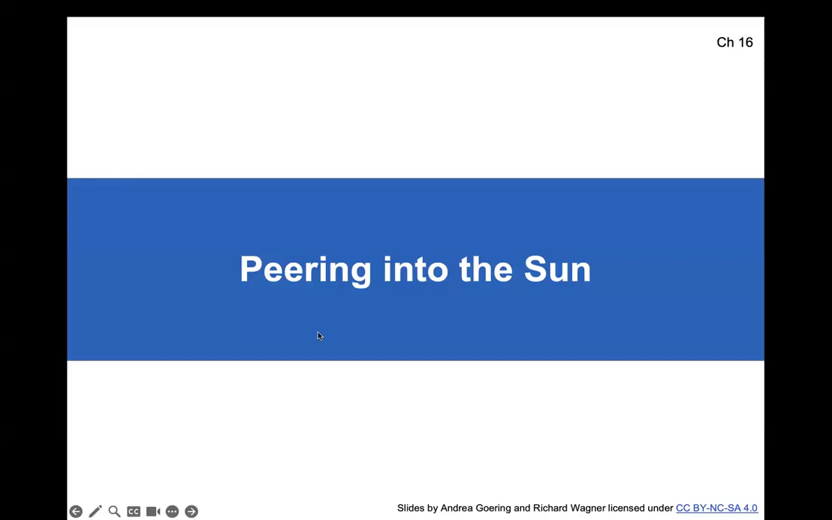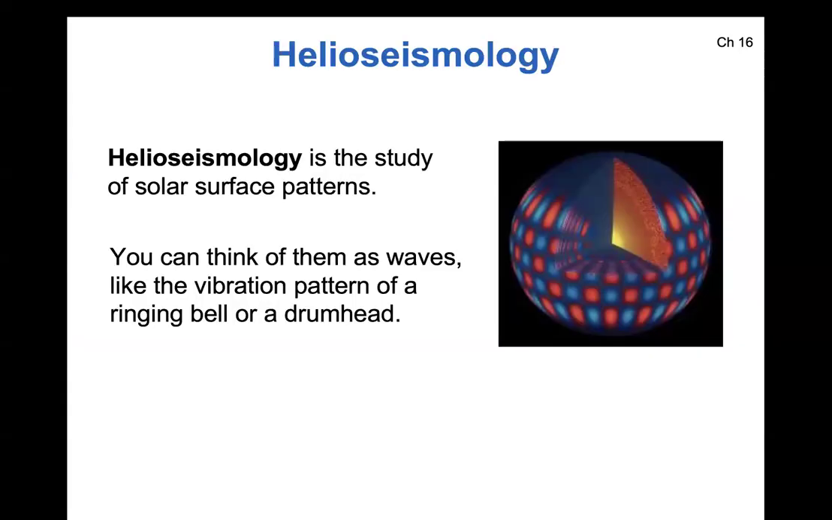To finish off chapter 16, we'll look at the last section, called Peering into the Sun. This will quickly summarize the way that astronomers are able to investigate the sun. One way is something with a cool name called helioseismology. Seismology is like the study of earthquakes, and helio is the word for the sun. Remember heliocentric solar system? So helioseismology is the study of solar surface patterns.